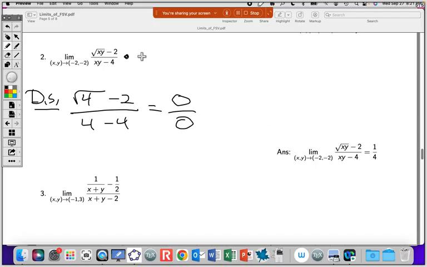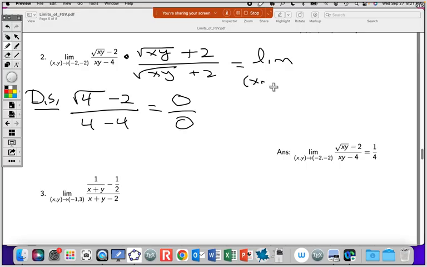So we can make use of the conjugate here. Yep, very good. And basically the conjugate is just sort of completing that difference of squares formula. So you can kind of think of it that way.